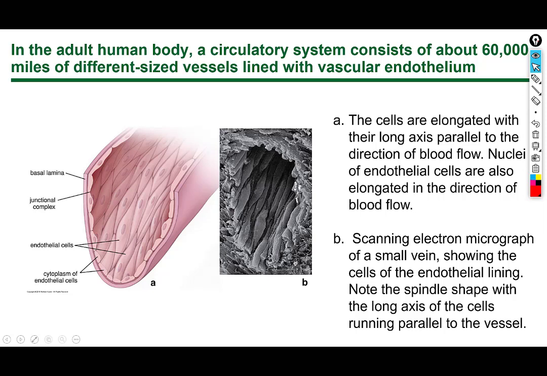So in the adult human body, a circulatory system, on average, and this varies a little bit because you can grow and shrink blood vessels depending on body size and amount of fat you have, but it's about 60,000 miles of different sized vessels lined with vascular endothelium.